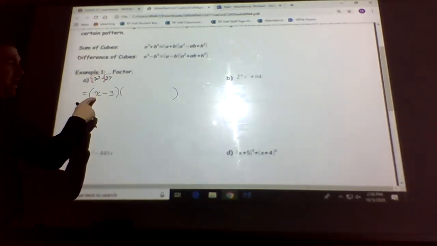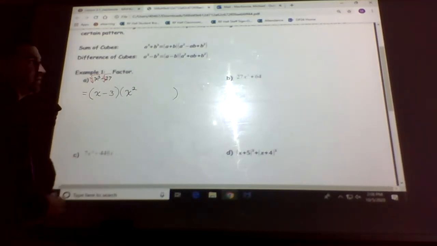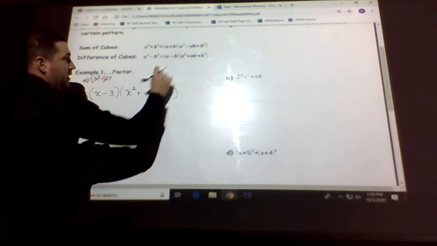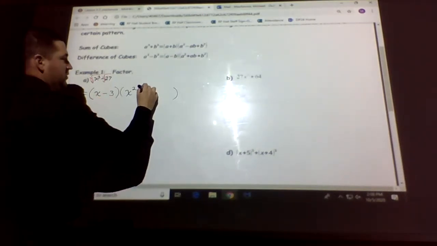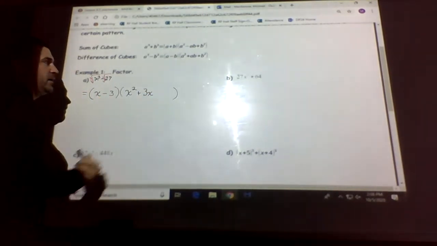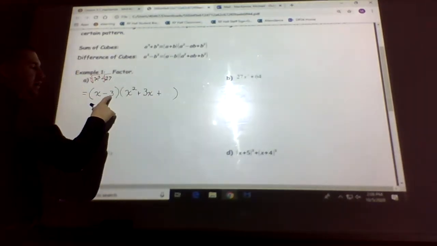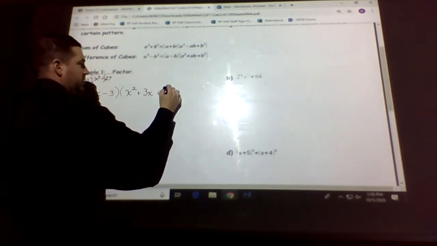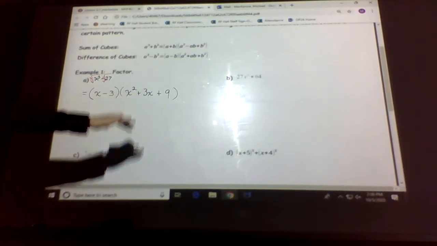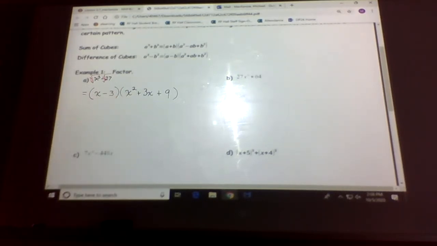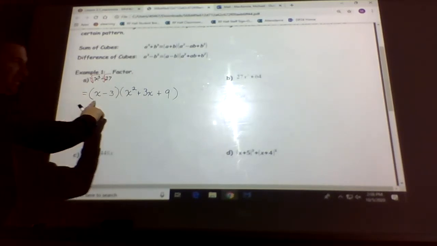The second bracket now is we take a and we square it. Our a is x, so we square it and we get x squared, plus a times b, which is x times 3, which is 3x, plus b squared. 3 squared is 9. And you leave it as it is. You cannot go any further. So the factor of x cubed minus 27 is this here.